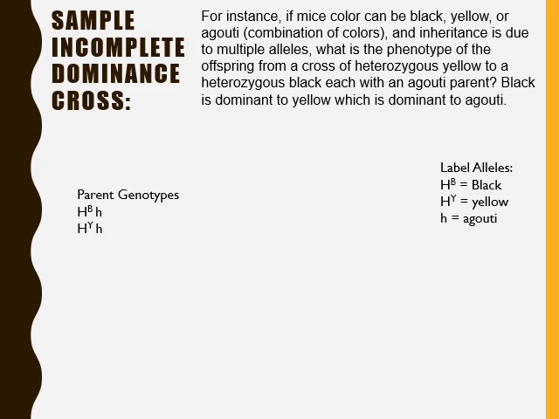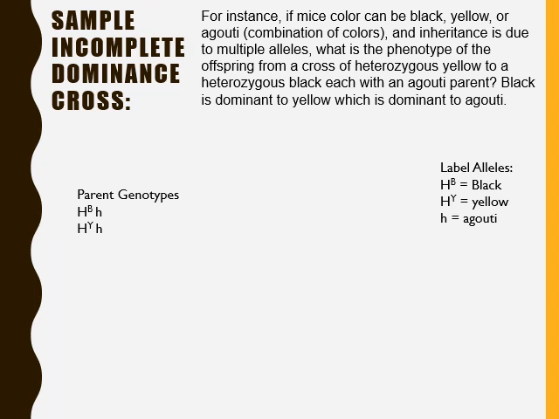Figure out our parents' genotypes. All right, so take a look at the parents here. We know it is a heterozygous black and a heterozygous yellow, each from an agouti parent. So we know that it's black, and its parent was agouti, which means it has to have a little h. They are heterozygous.